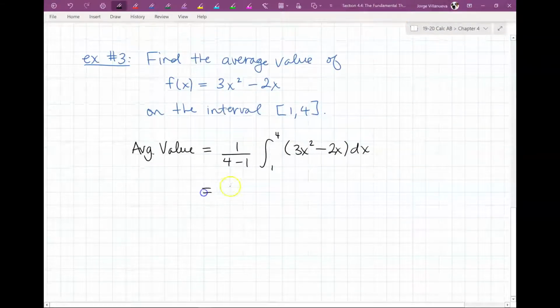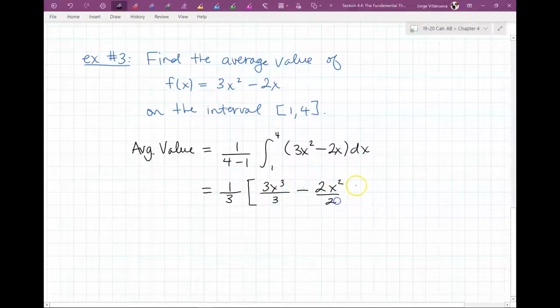My fraction is going to be 1 over 3. Then I'm going to integrate. So 3x squared becomes 3x cubed over 3, minus 2x squared over 2, from 1 to 4. I'm just using the power rule: adding 1 to the power and dividing by that new power.